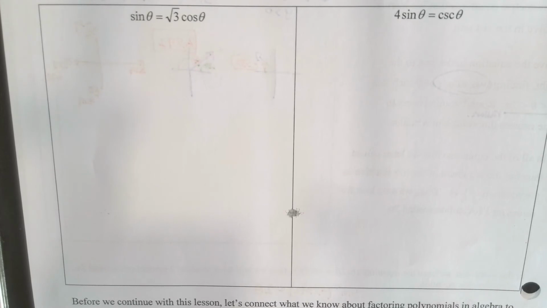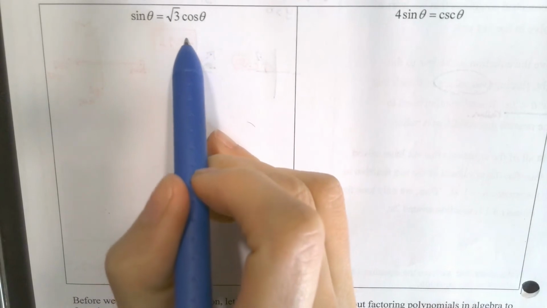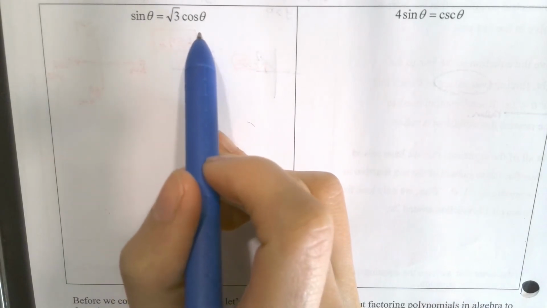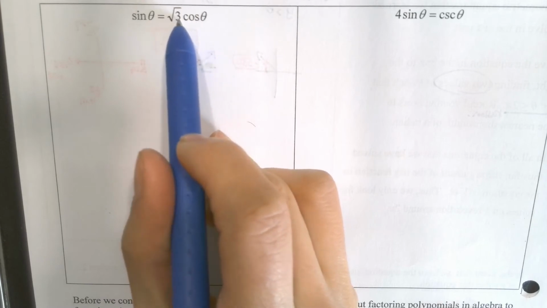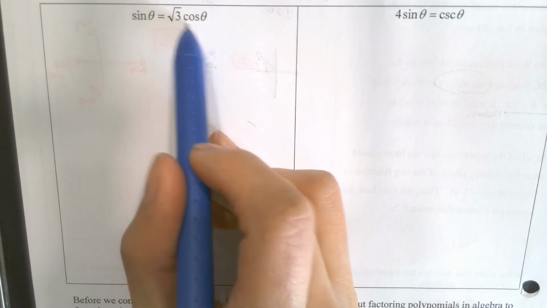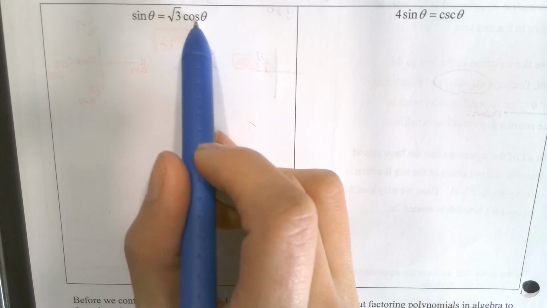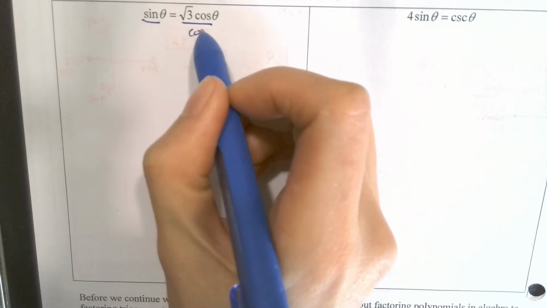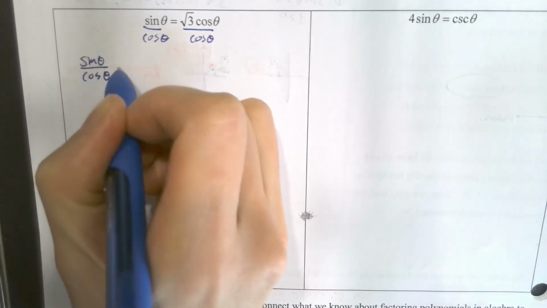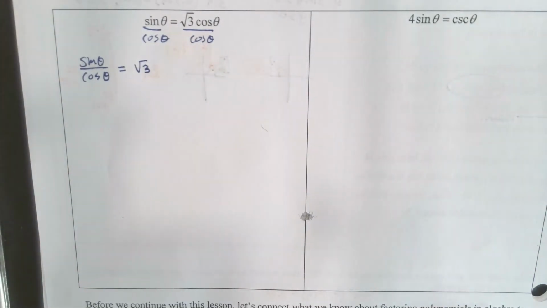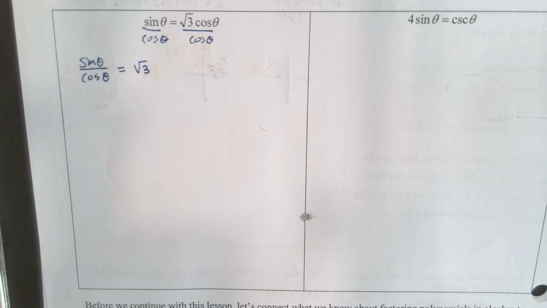So please look at that first question over there. We have sine of theta is equal to square root of 3 cosine theta. What are we gonna do? How can I move things around so that we only have one trig ratio? Do you guys see it? Right now square root of 3 is being multiplied by cosine of theta. What if I get rid of that cosine theta? How are we going to get rid of it? By dividing both sides by cosine theta. Then I get sine theta over cosine theta is equal to square root of 3. And then you're thinking, have you seen sine theta over cosine theta before?